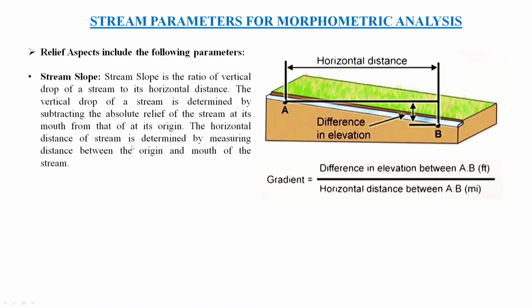So the horizontal distance of a stream is determined by measuring the distance between the origin and the mouth of the stream. So if this is the origin of the stream at A, and this is the mouth of that particular stream, that is B, we will take the horizontal distance as well as the difference in elevation. So your stream gradient or stream slope will be calculated based on the difference in elevation between A and B, divided by the horizontal distance between A and B. So obviously you will be able to identify the gradient of that particular river.